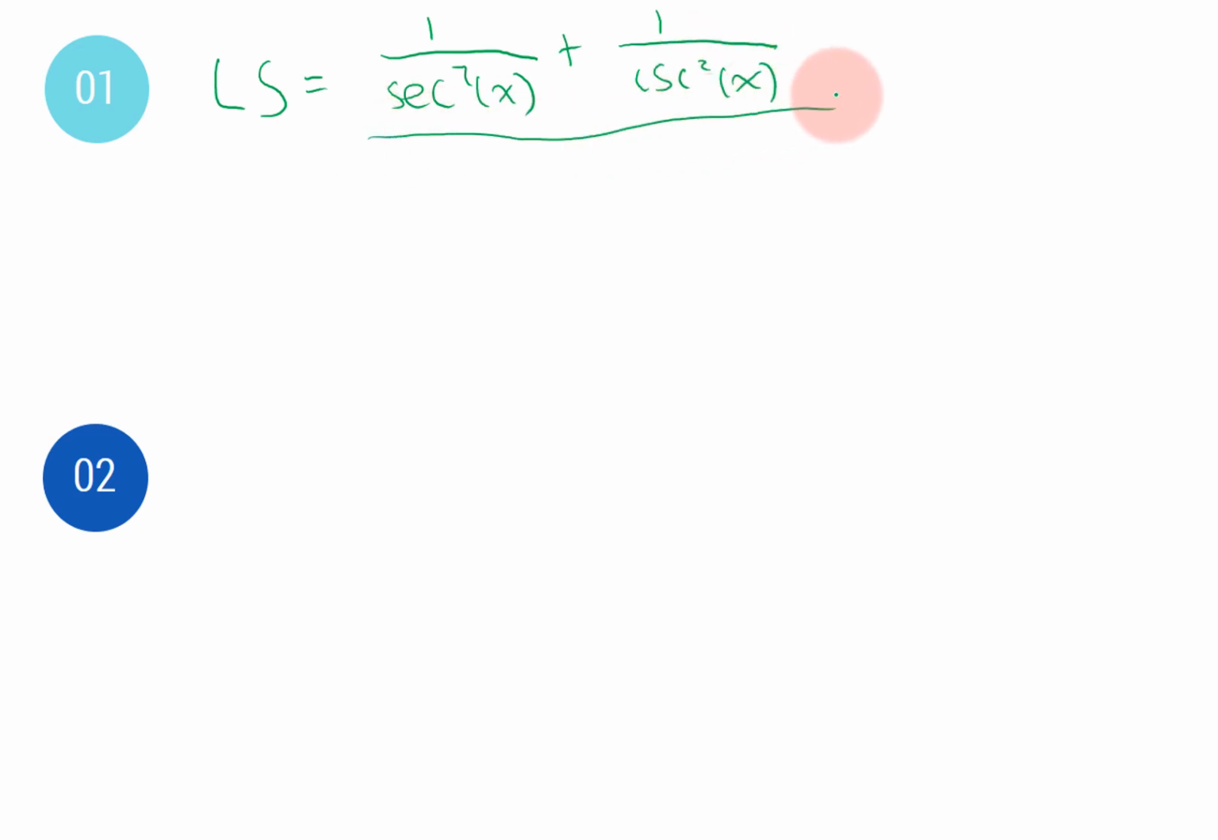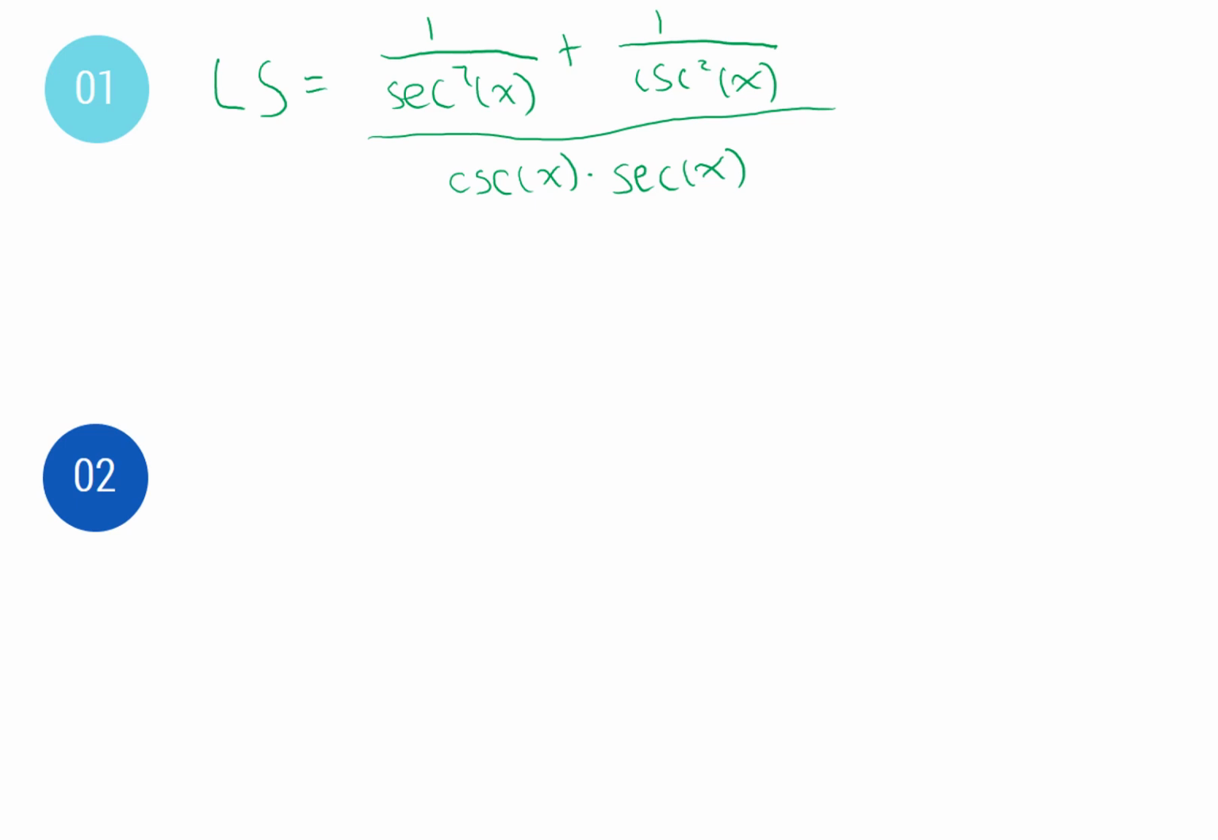The left side is 1 over secant squared x plus 1 over cosecant squared x, all over cosecant x times secant x. Now let's keep in mind that we want to manipulate this side of the equation to end up being sine x times cosine x.